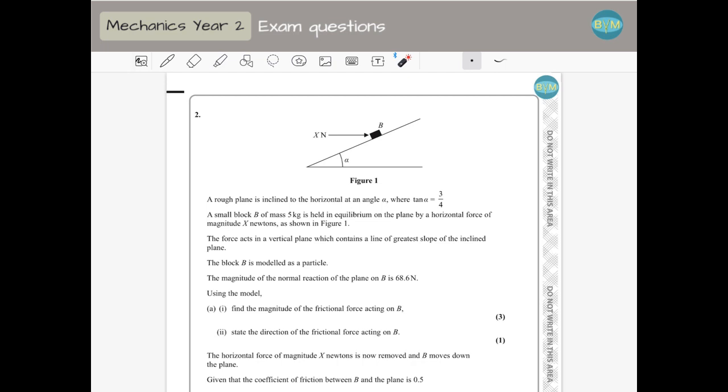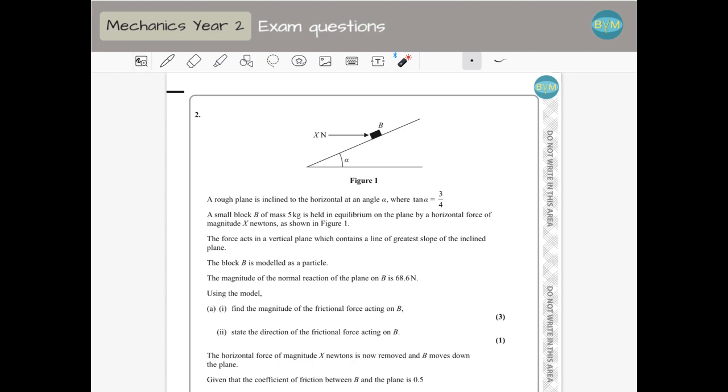Hello, this is question 2 on your Mechanics 2022 paper from Edexcel, and I would say super typical question, so it's worth it to take some time to understand it. A rough plane is inclined to the horizontal at an angle alpha. This is tan of the angle. Small block B of mass 5 kilograms. This one is held in equilibrium on the plane by a horizontal force, X newtons, as shown in the figure.